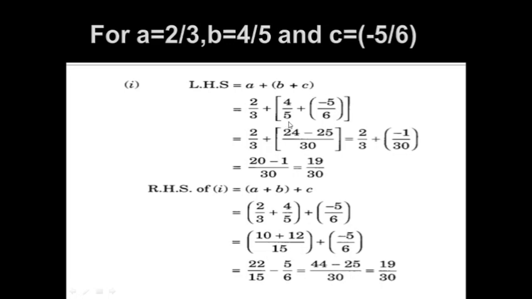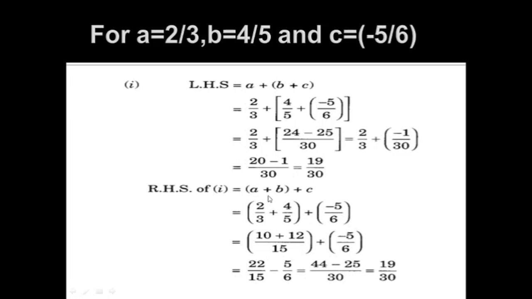On adding these two, as we can see, these are rational numbers with different denominators. So we have taken out the LCM of 5 and 6, that is 30, and then we have got the result as minus 1 upon 30. Now this minus 1 upon 30 will be added with 2 upon 3, and by taking LCM we have got the result 19 upon 30.